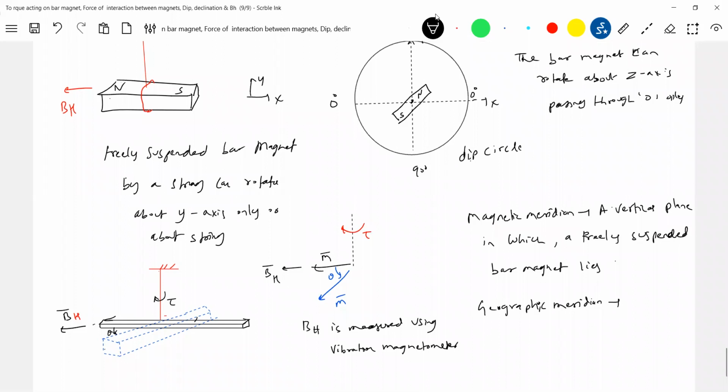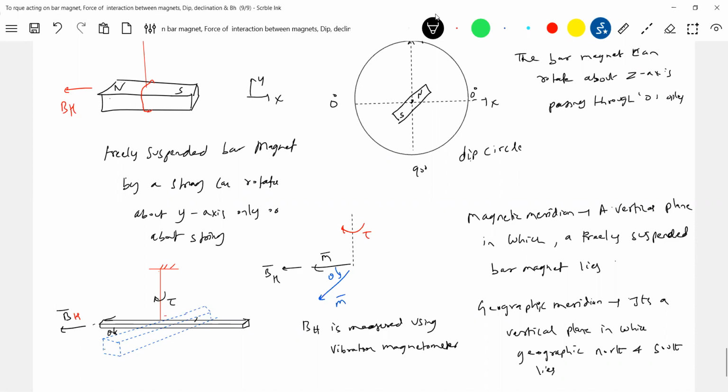So what is the geographic meridian? It's a vertical plane in which geographic north and south lie. At every point this will be different. Suppose in your home, identify geographic north and south and bring that plane.